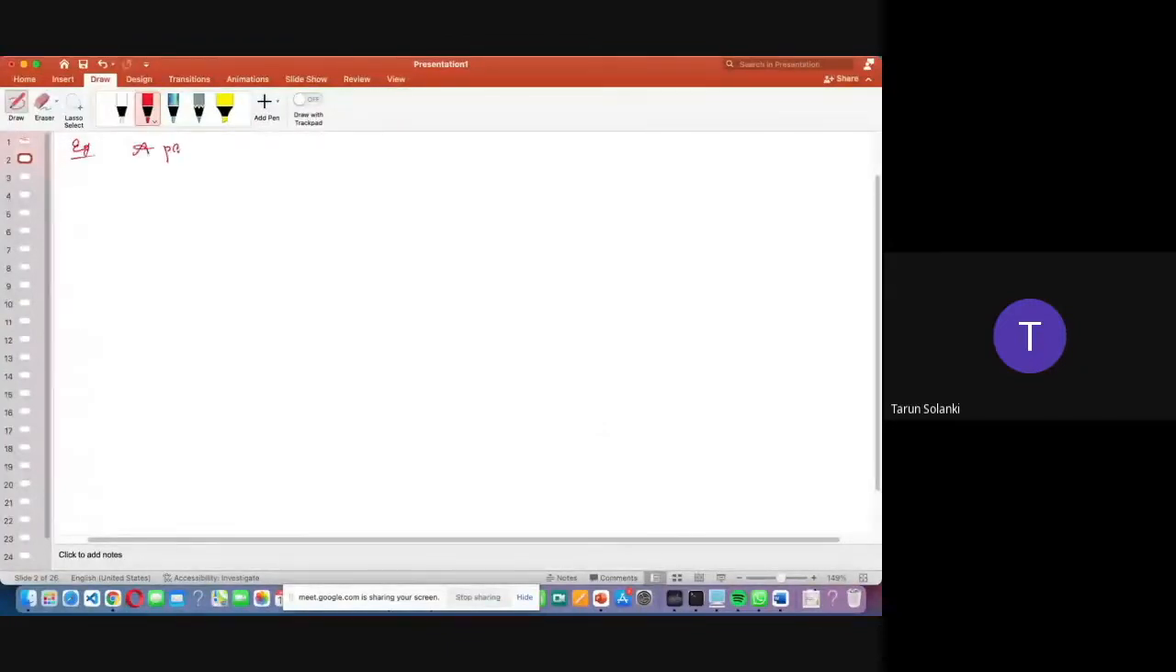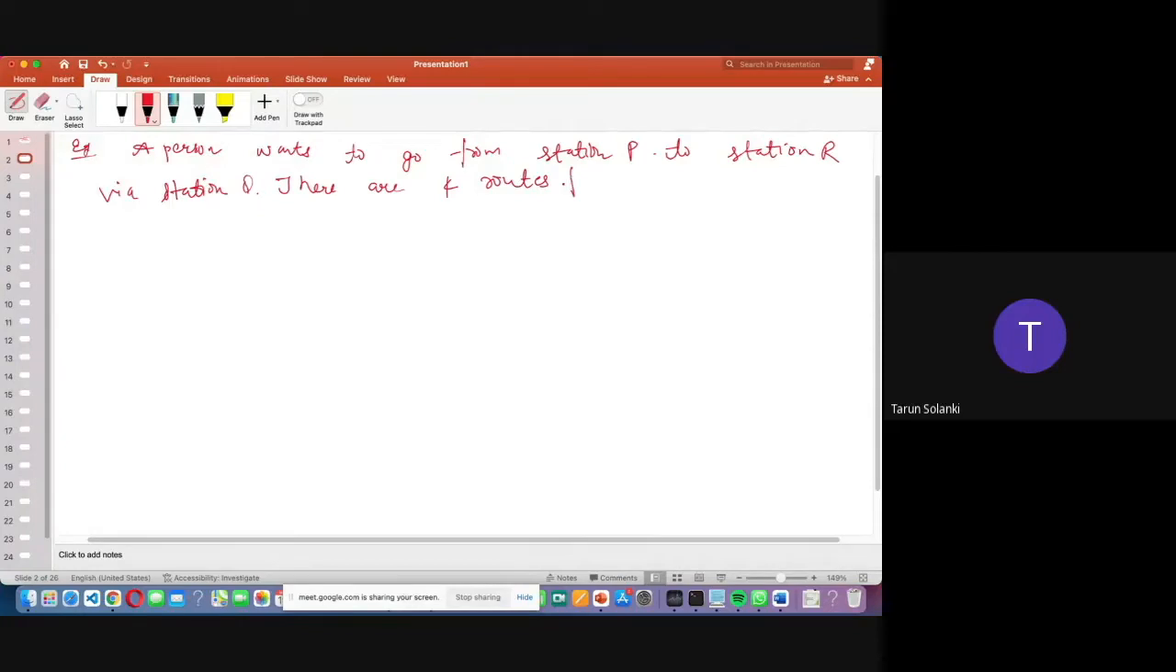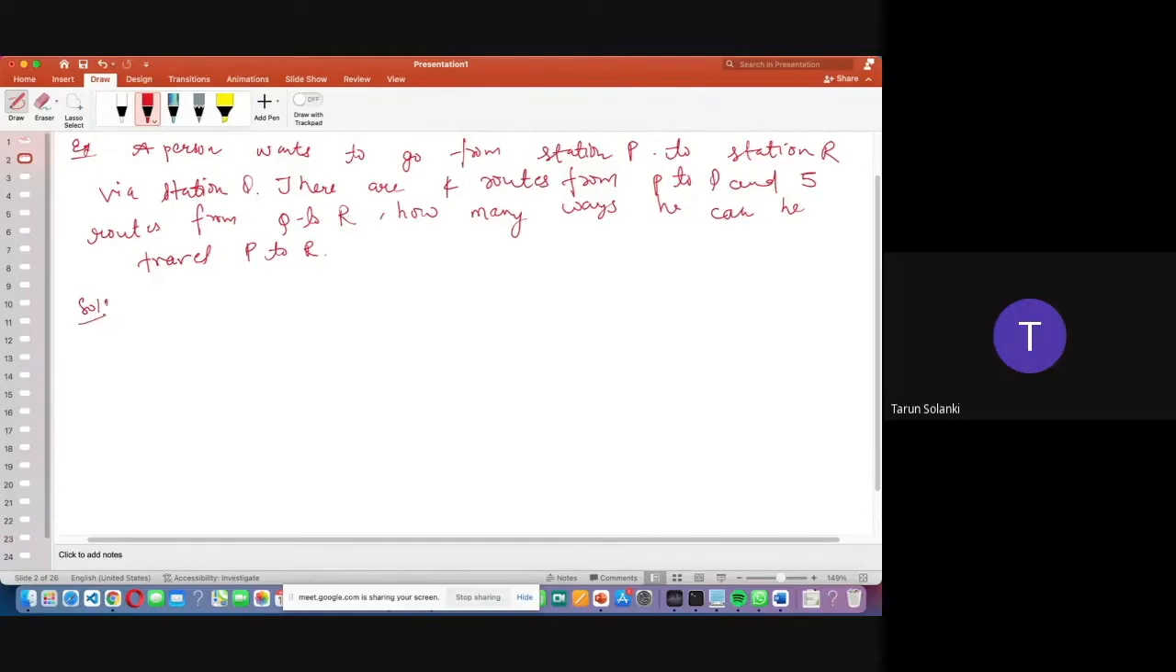First, a person wants to go from station P to station R via station Q. There are four routes from P to Q and five routes from Q to R. How many ways can he travel from P to R?